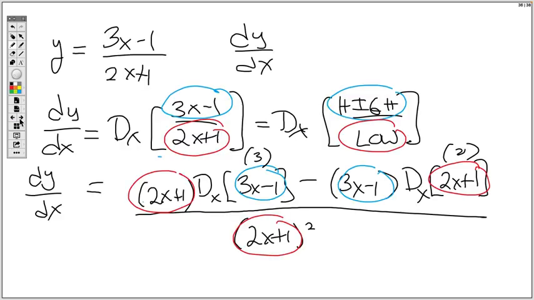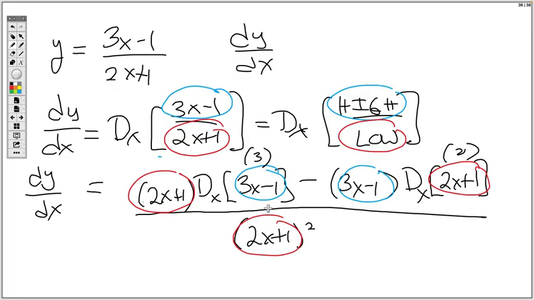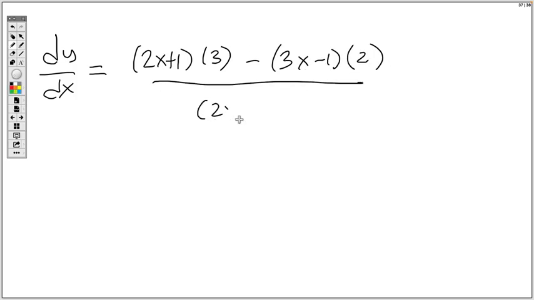So I've got the quantity 2x plus 1 times the slope of the line 3x minus 1, which is 3, minus 3x minus 1 times the slope of the line 2x plus 1, which is 2, all divided by the 2x plus 1 quantity squared. And once again, the rule of thumb in calculus is we simplify numerators and we don't multiply out denominators. And that's still true in derivatives.